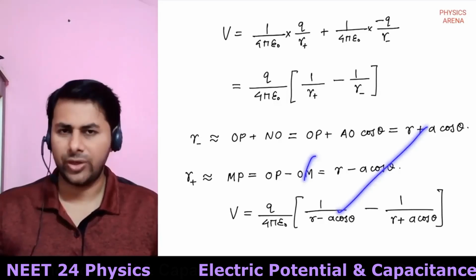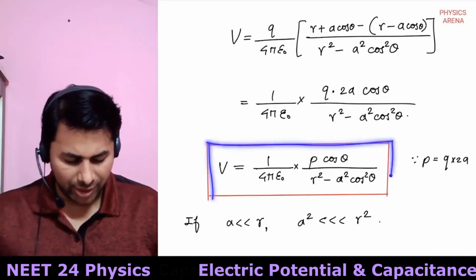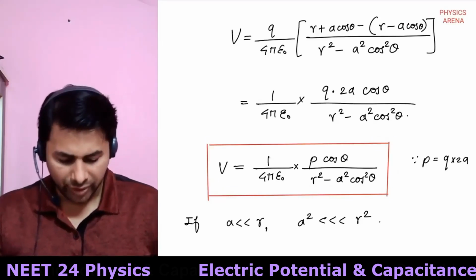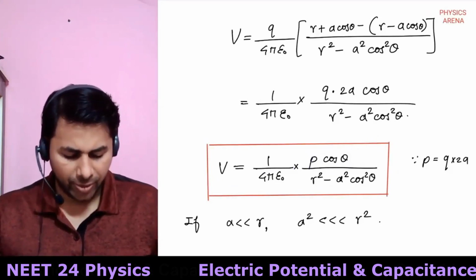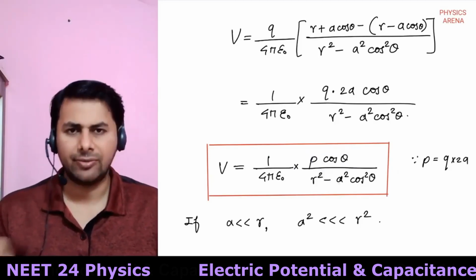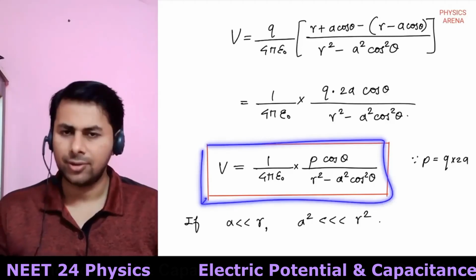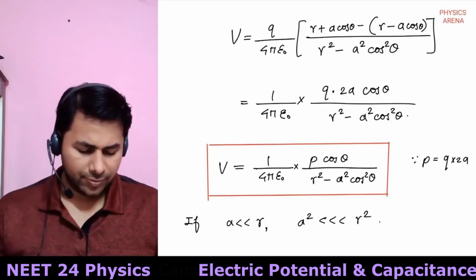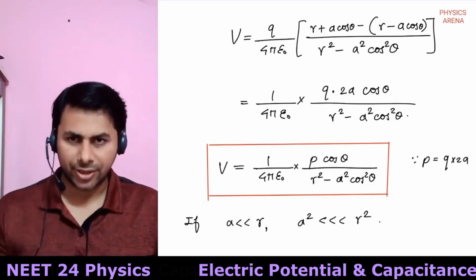So this thing now it is not important. Okay, how do we get this? So the formula comes out to be equal to what? 1 upon 4 pi epsilon naught multiplied by p cos theta upon r square minus a square cos square theta. This is the complete formula. Okay, so you don't have to remember the complete formula also. There won't be any question.